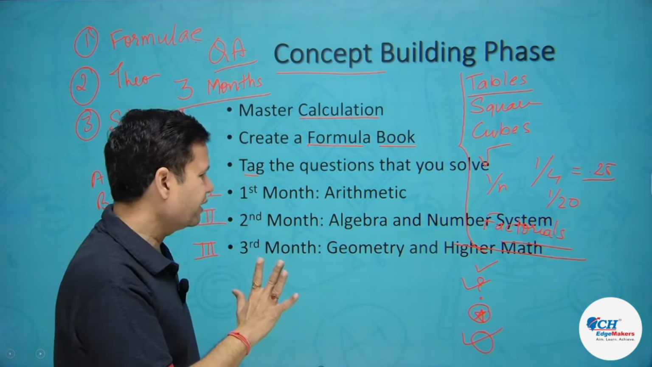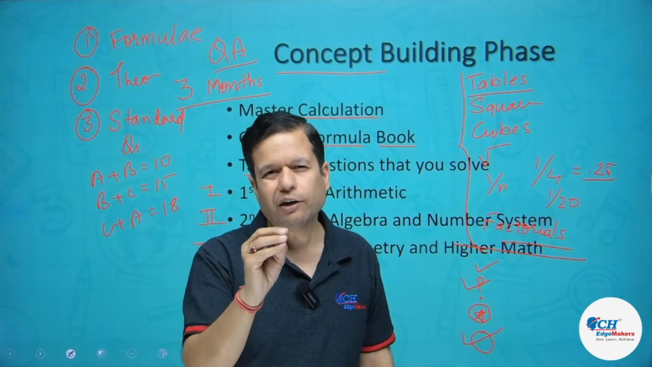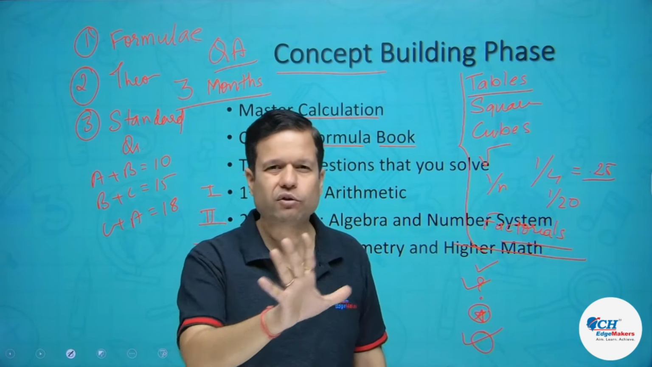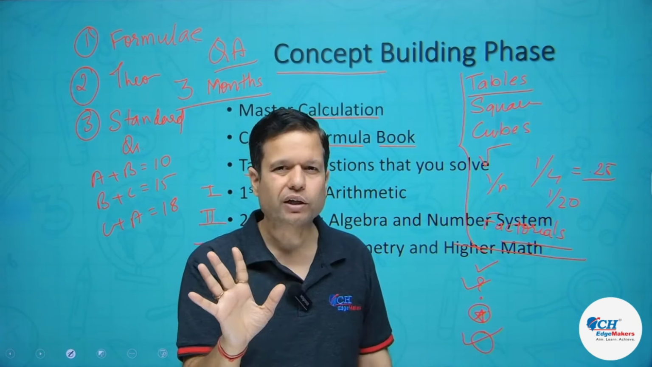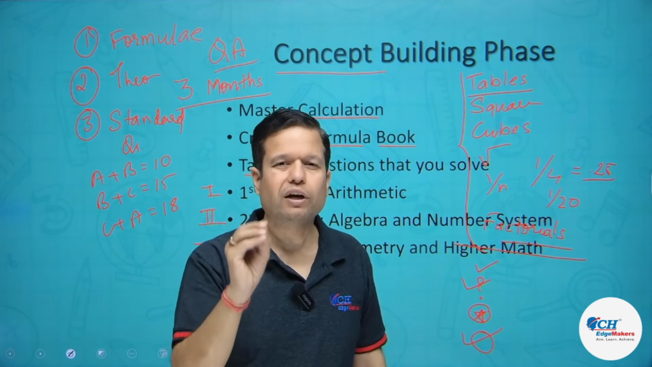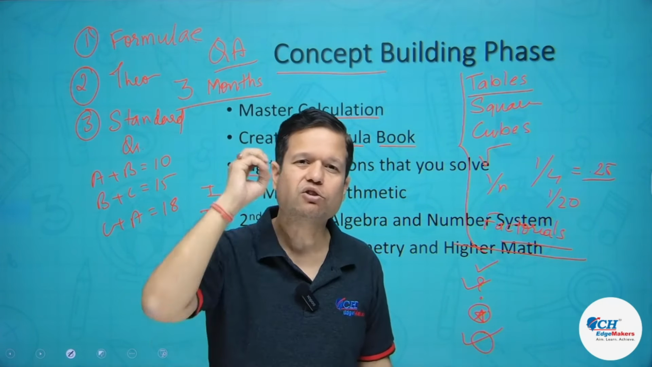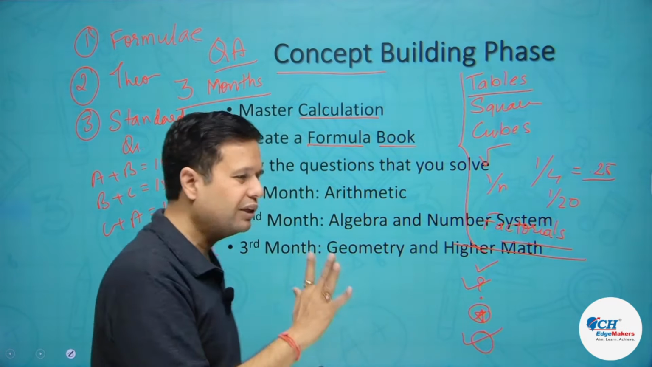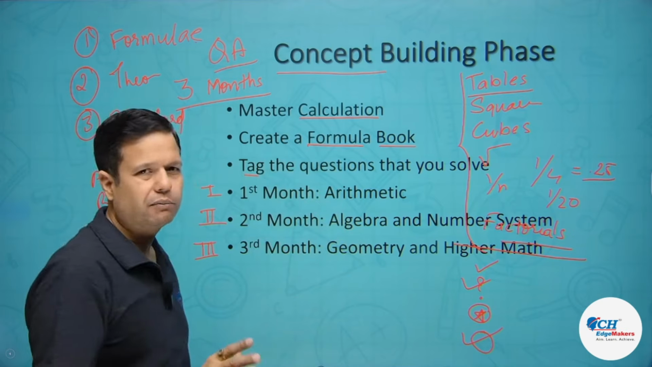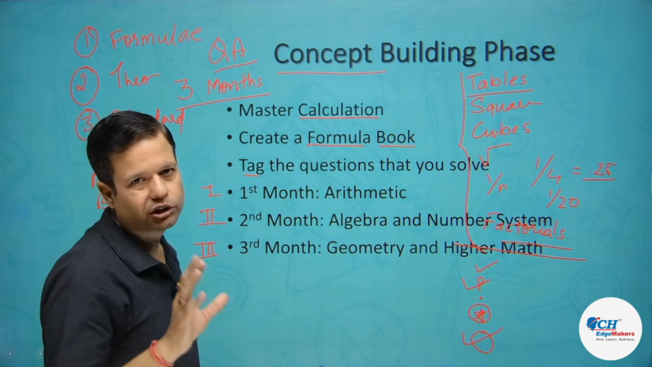So once you have done it, and also how much time should you give? Daily try to devote at least 2.5 hours to QA. If you devote 2 to 2.5 hours, believe me, you will be able to do it. Something like targeting to solve roughly 30 questions per day. That should be your target. 30 questions solve karna hai. Okay? So that will help you solve almost all basic questions in arithmetic, and then second month algebra and number system, third is geometry and higher math. So this is the first phase.